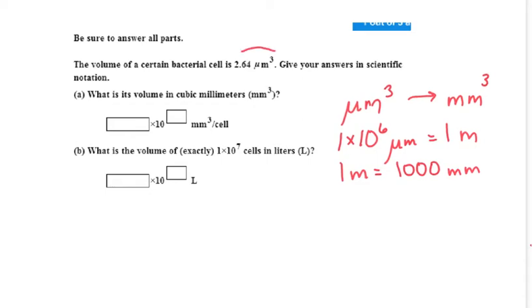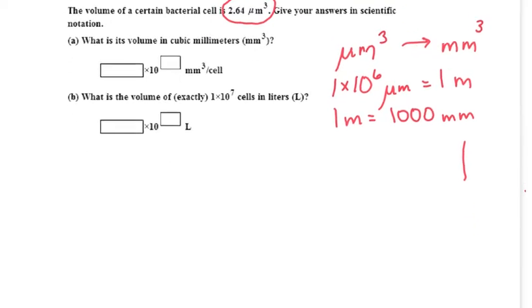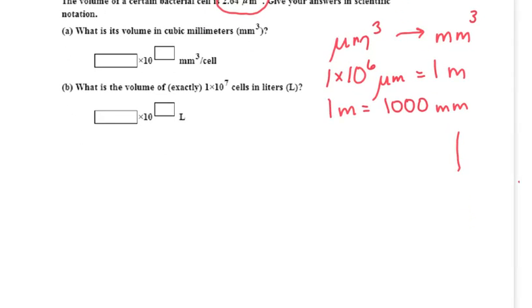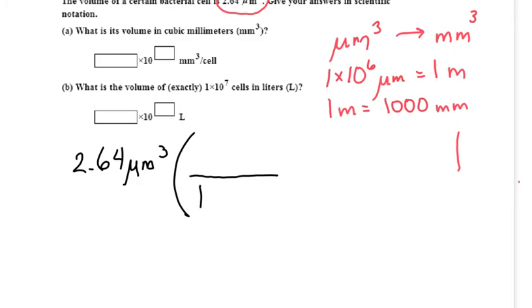So we're going to start with what the question is giving us, 2.64 micrometers cubed, and we're going to be able to convert it into millimeters cubed. So we start with 2.64 micrometers cubed. We know that on the bottom is going to go 1 times 10 to the 6th micrometers in 1 meter. Now, you've got to be careful here.